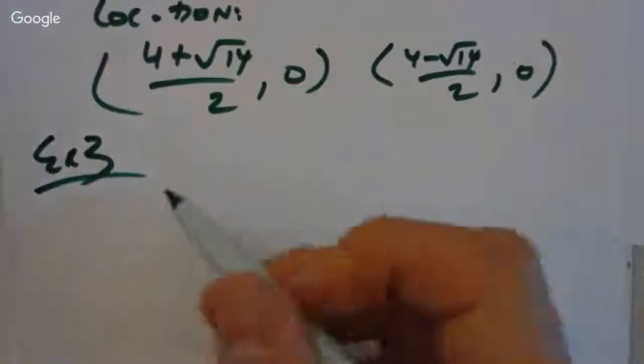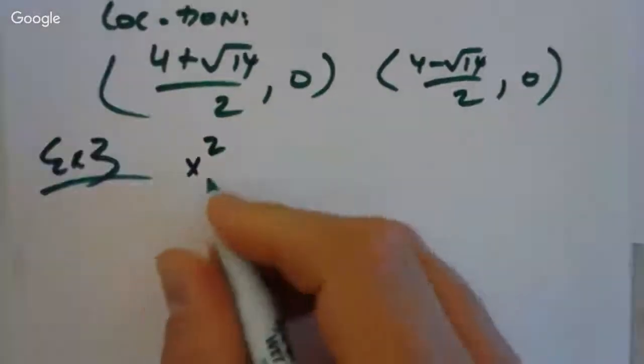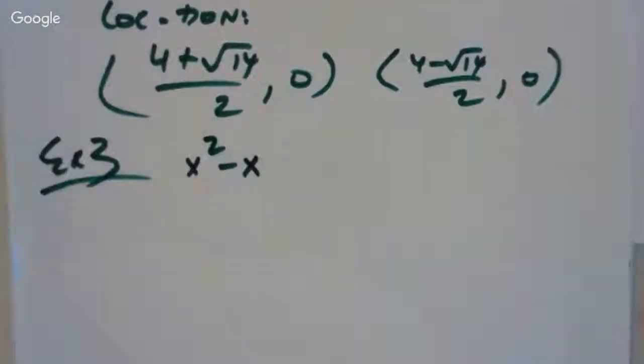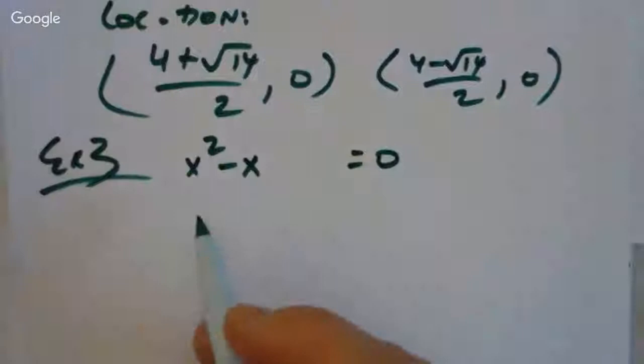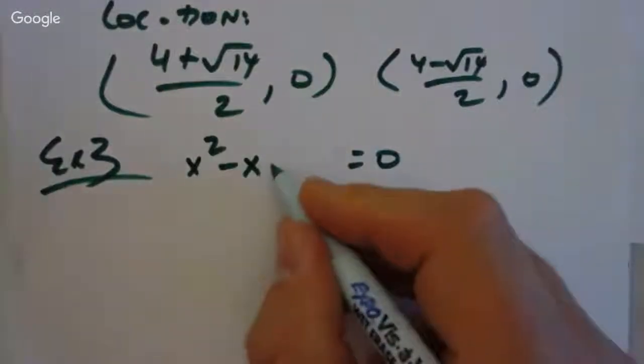Let's go for... hold on. Let's make it nice and easy. Here we go. X squared minus X equals 0. Hold on. What do I got here? X squared. So I'm going to have 1 minus... No, that's not going to work out that well. That's not going to work out that well either. Okay.